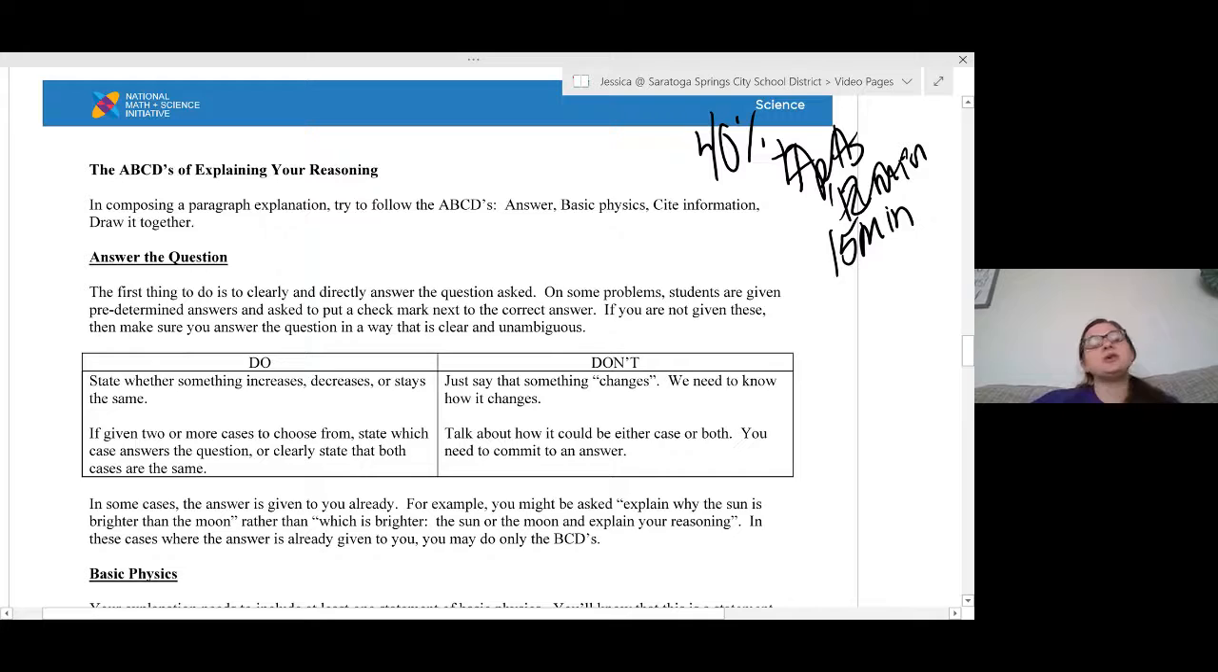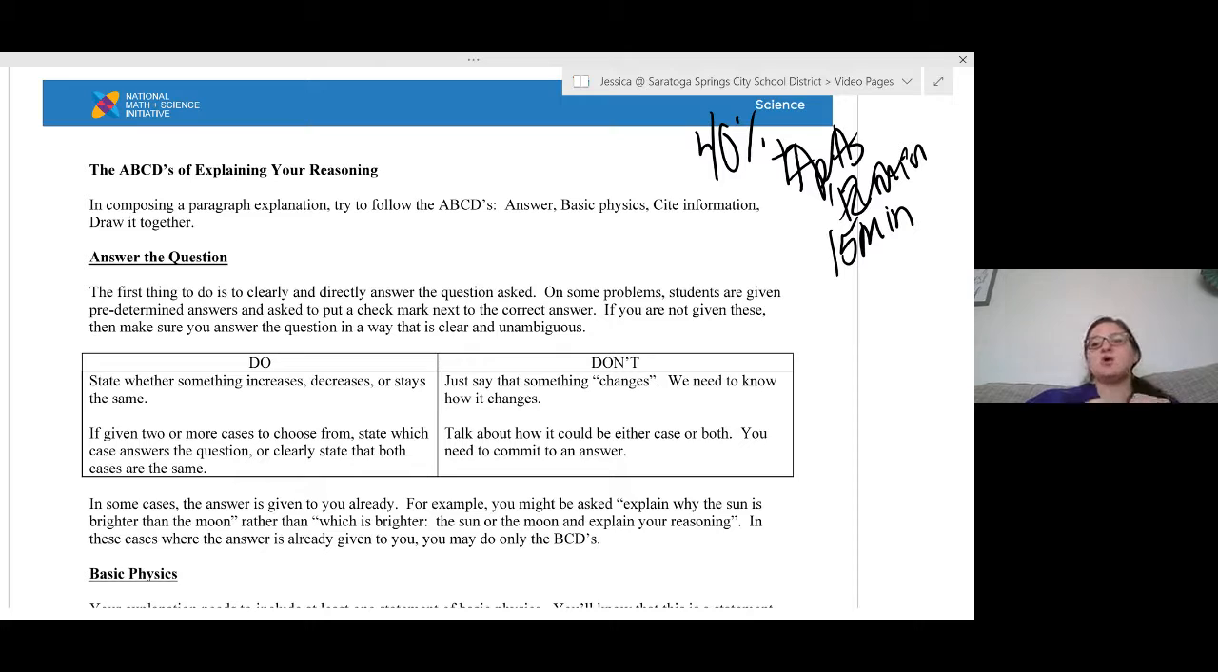Usually these questions have a part A where you are ranking or something like that. And then in the paragraph, you are explaining something about the ranking. So when you're composing a paragraph, try to follow ABCs. We want to actually answer the question, step 1. We want to talk about basic physics principles. We want to cite information, and then we want to make a conclusion paragraph.